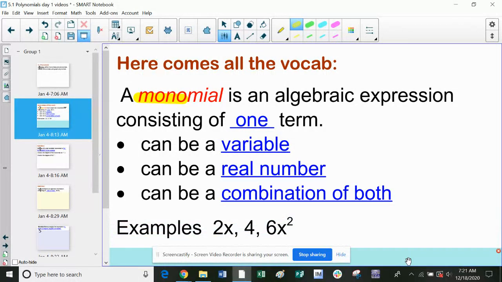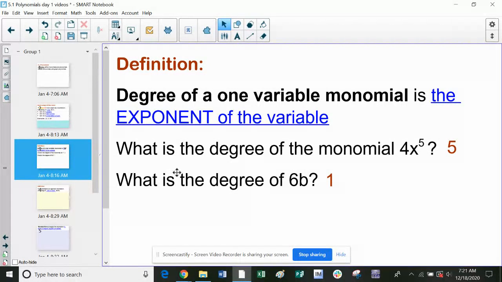So here are some examples where you can see that: 2x, or just the number 4, or 6x squared. All of those are a single term, and all of those are monomials. Now, the degree of a one variable monomial is the exponent of the variable. So if we want to know what degree it is, we simply look at the exponent. So in this case, I would look at the 5 and say it has a degree of 5.